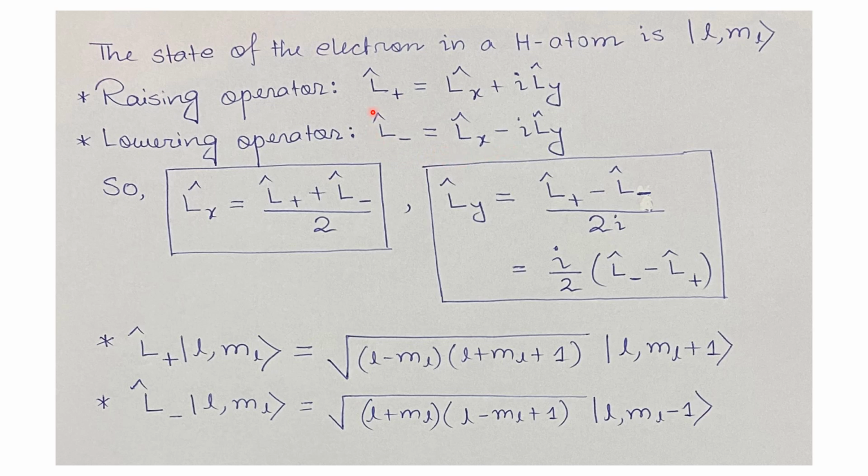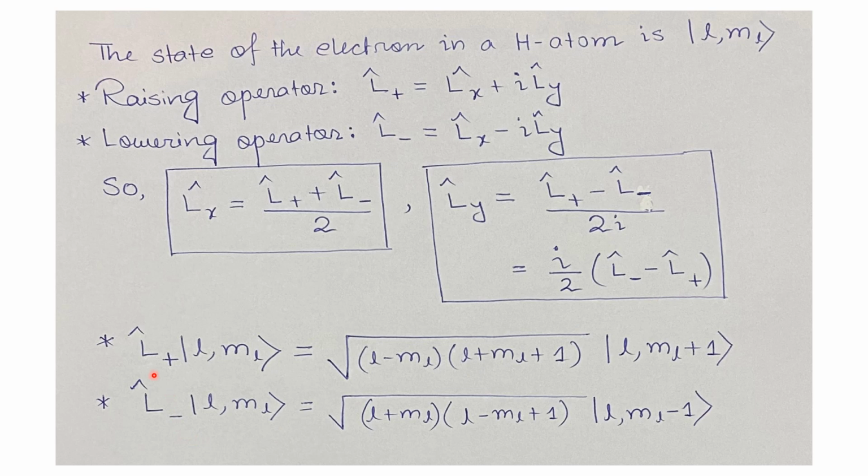In terms of this raising operator and lowering operator, we can represent our Lx cap and Ly cap. So Lx cap will be L plus cap plus L minus cap divided by 2. Ly cap is L plus cap minus L minus cap divided by 2i. So it will be i by 2 times L minus cap minus L plus cap.